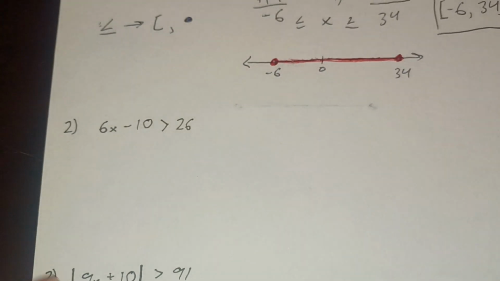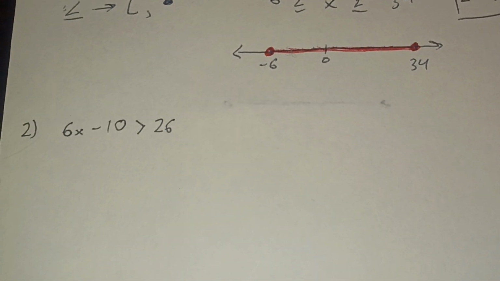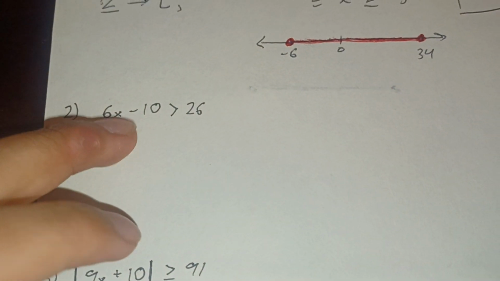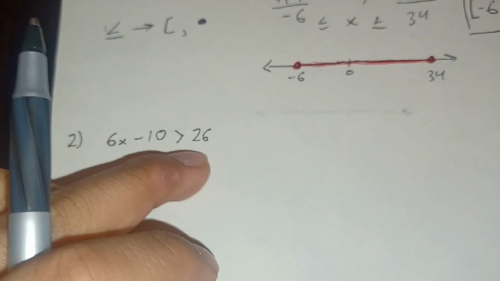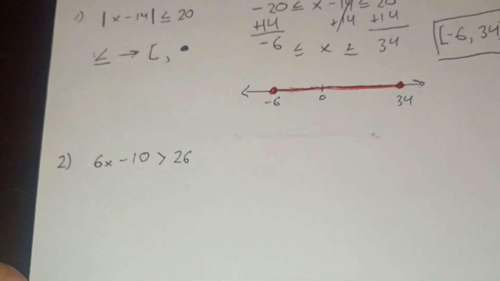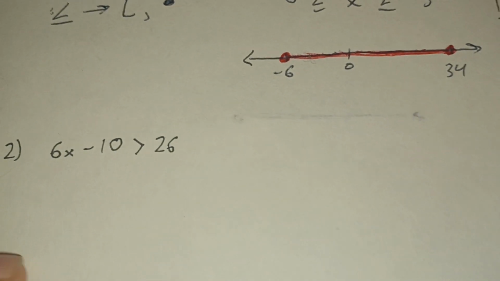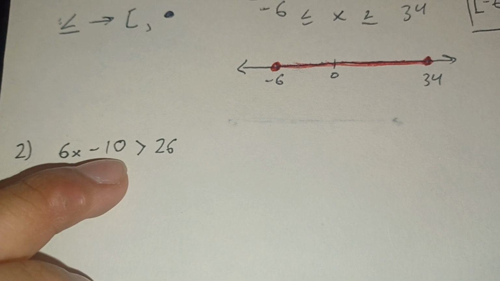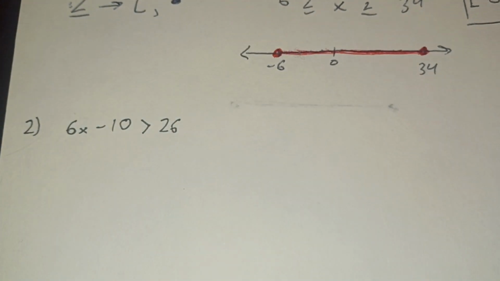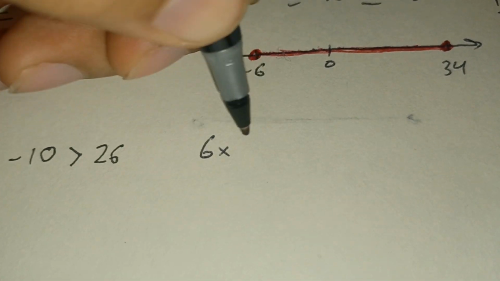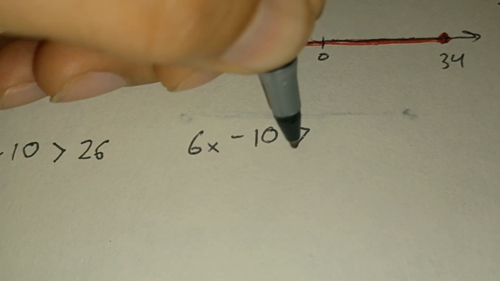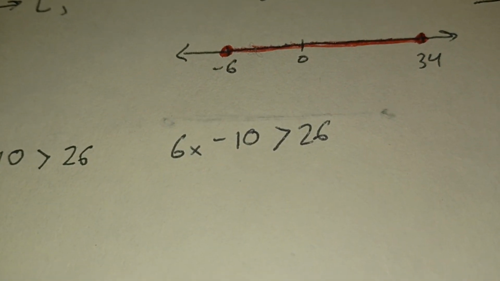Now let's move on to number 2. This is a regular inequality. It's not an absolute value inequality, and you notice that it doesn't have the little equal sign at the bottom. So we're going to go ahead and do this one. 6x minus 10 is greater than 26. So let's rewrite it. 6x minus 10 is greater than 26.